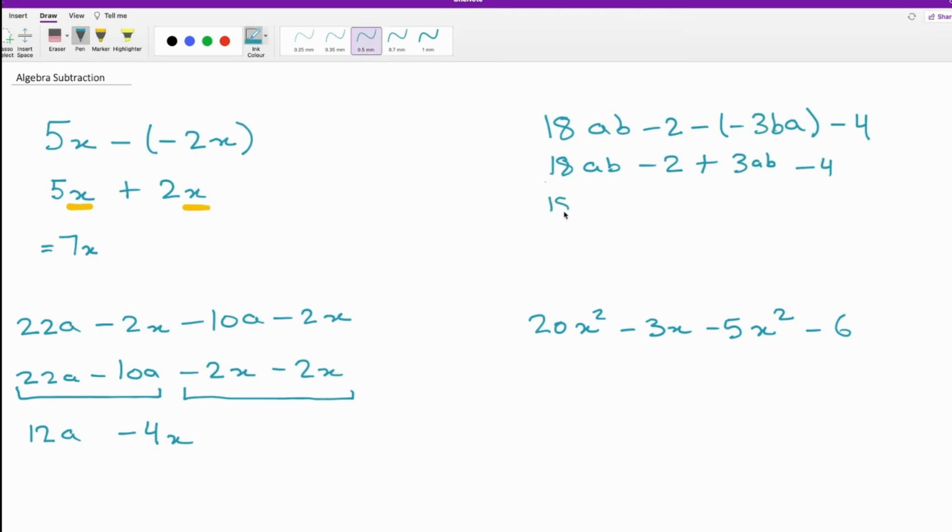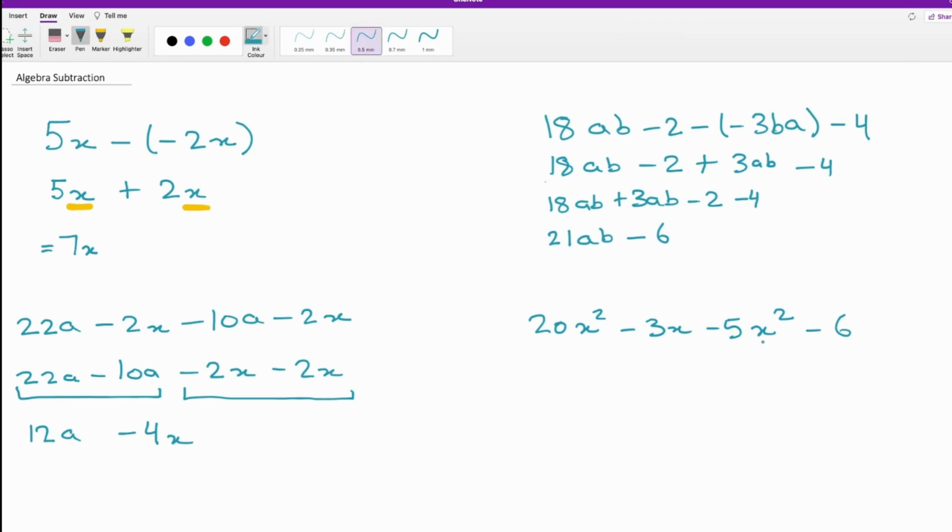Now, let's group those together. So we have 18ab plus 3ab. We have a minus 2 and a minus 4. Now, because these two are constants, they can actually subtract. Now, let's go ahead and let's simplify this. 18ab plus 3ab. So 18 plus 3 will give us an answer of 21. And the pronumerals will remain in our answer. Then we have minus 2 minus 4. That gives us minus 6. And that is our answer.